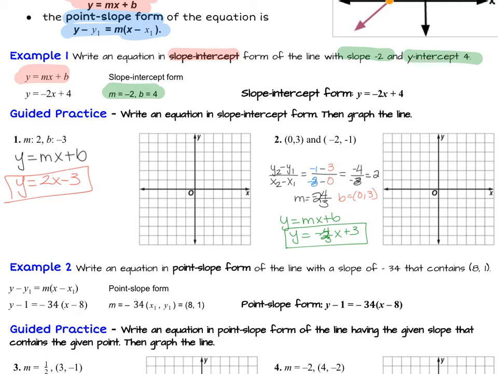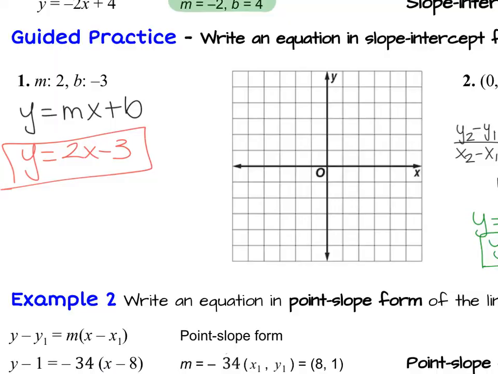So here, looking at our first example, we have the same process. We have an m and a b, and I asked you to write it in slope-intercept form, and so that's y equals mx plus b, so you'll just plug in your m, and you'll plug in your b. And then that gives us y equals 2x minus 3.